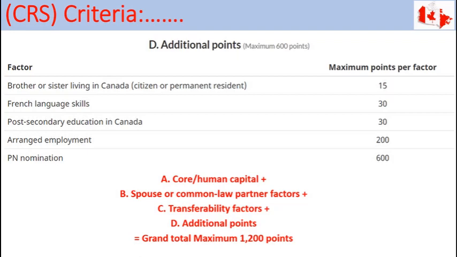Now what does this provincial nomination mean? Let me take an example. If Ontario selects your profile from Express Entry, mark my word, selects, because in terms of the Ontario provincial nominee program, you have to have a valid Express Entry profile in the pool.